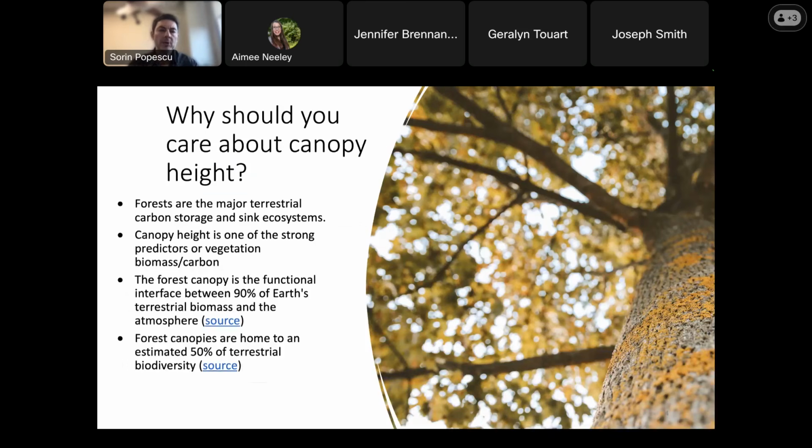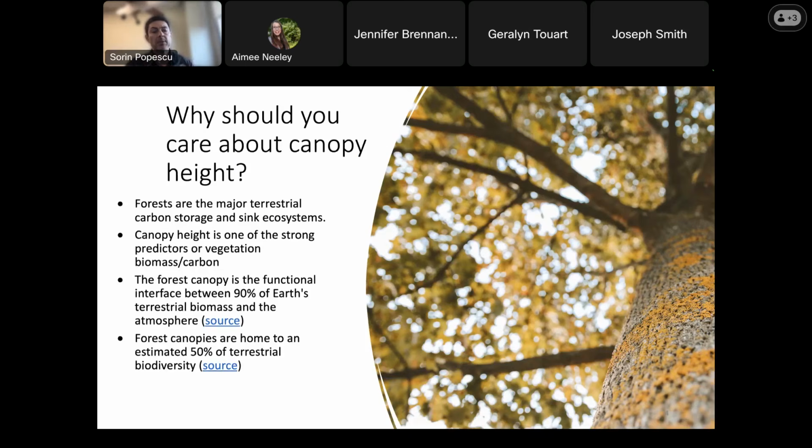I imagine most of you here are related to vegetation science, but why should you care about canopy height? So forests are the major terrestrial carbon storage and sink ecosystems, and canopy height is one of the strong predictors of vegetation biomass and carbon, which links vegetated ecosystems to the carbon cycles globally.